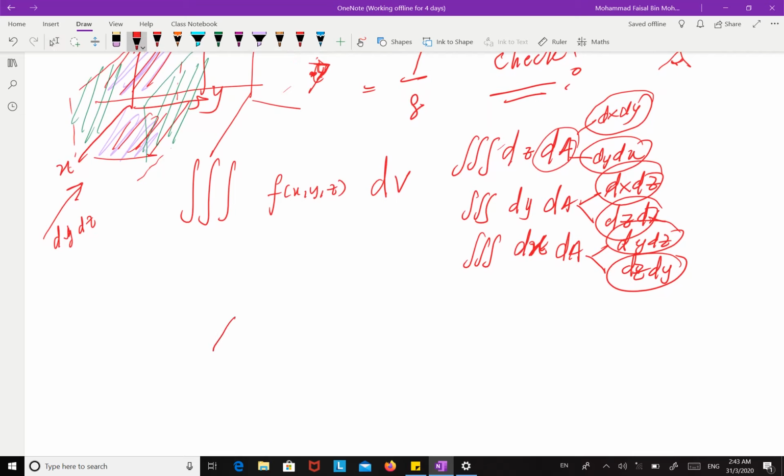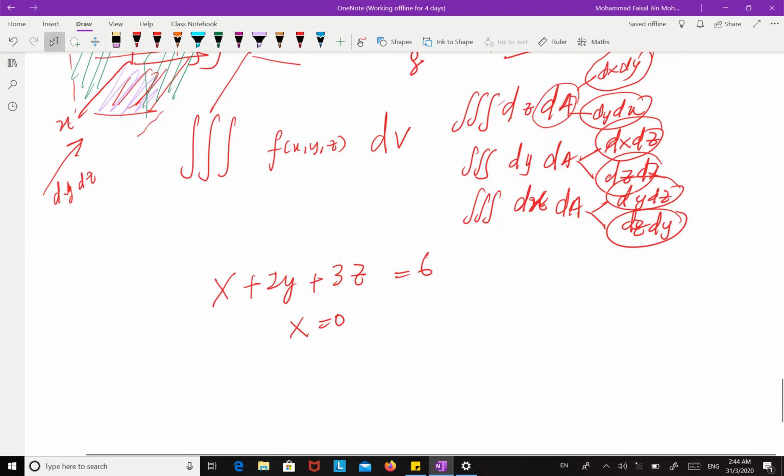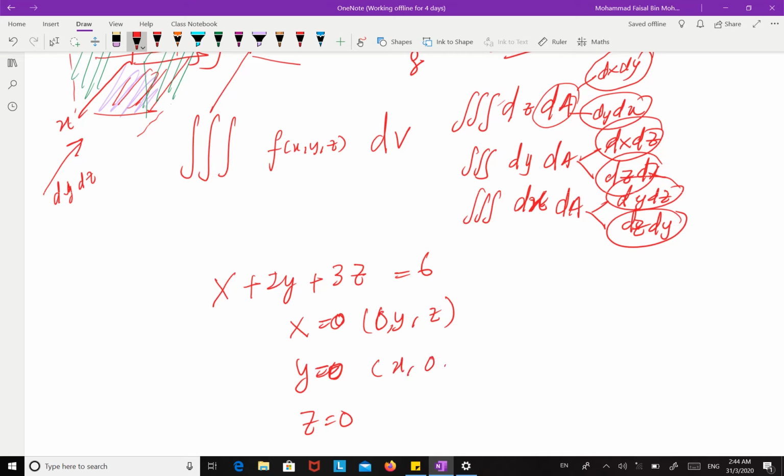They gave you x plus 2y plus 3z equals 6, x equals 0, y equals 0, z equals 0. So x equals 0 means everything in y and z, where x is 0. y equals 0 means everything in x and z, and z equals 0 means everything in xy. From this equation, you can express it in 6 different ways.